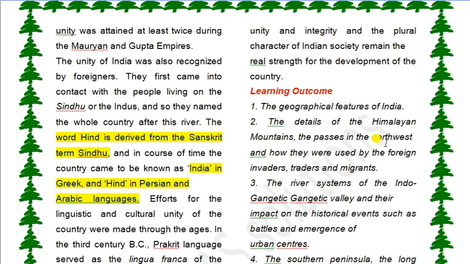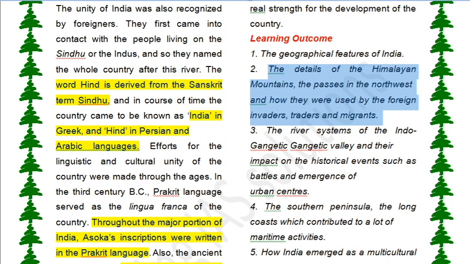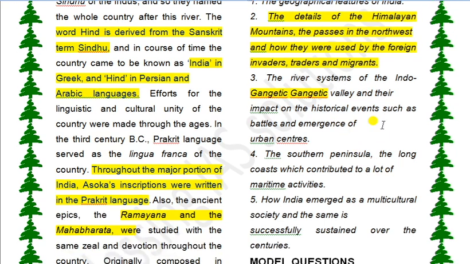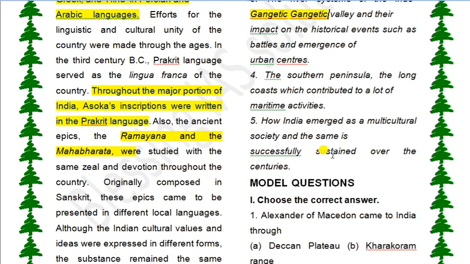However, the underlying unity and integrity and the plural character of Indian society remain the real strength for the development of the country. So, after going through this lesson, you must be able to answer the geographical features of India, the details of the Himalayan mountains, the passes in the northwest, and how they were used by foreign invaders, traders and migrants. The river system of the Gangetic valleys and their impact on historical events such as battles and the emergence of urban centers. The southern peninsula, the long coast, which contributed to a lot of maritime activities, and how India emerged as a multicultural society, and the same is successfully sustained over the centuries.